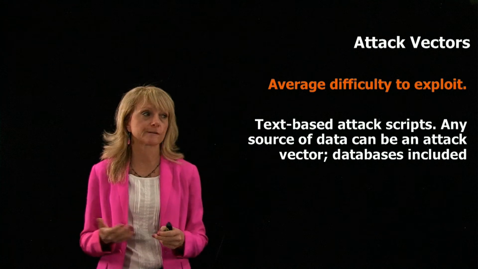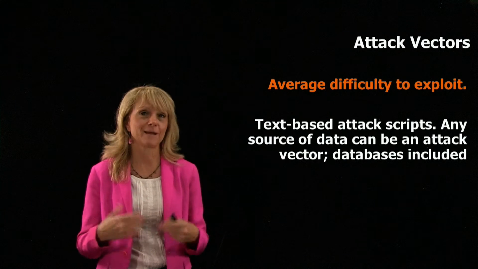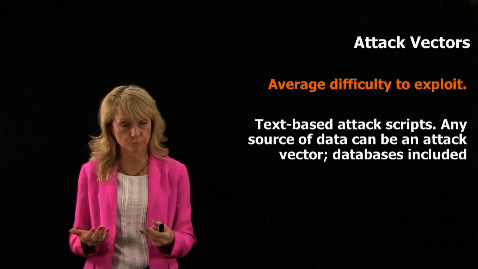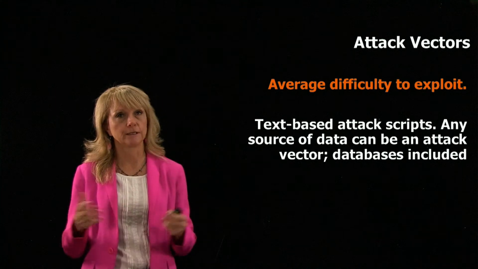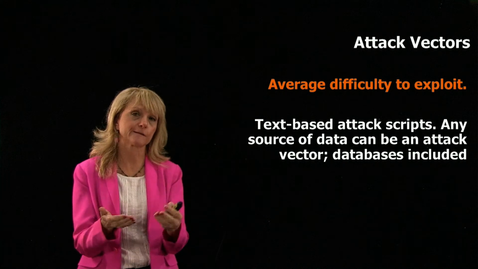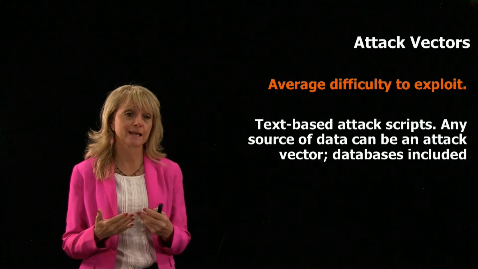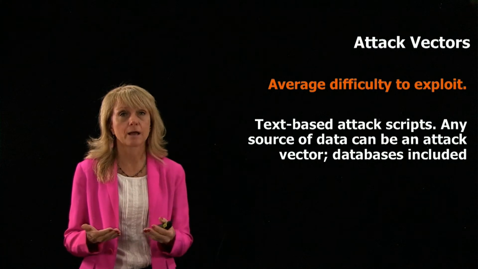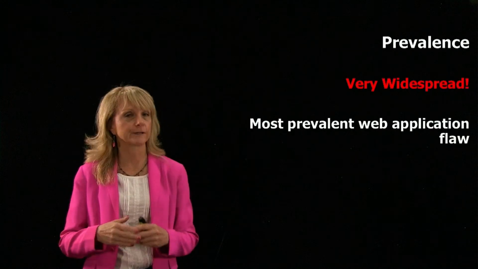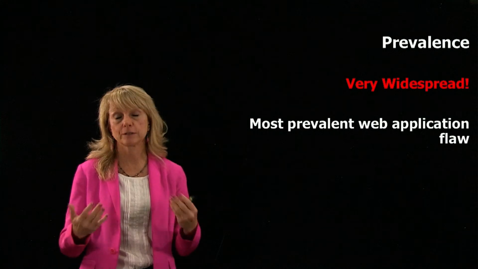The attack vectors: average difficulty to actually launch this type of attack. Average difficulty, I would say, really because there are a lot of systems that do protect from this, but it's a text-based attack. Anytime you put input into the system through data, it's a possibility to launch this type of attack. This attack actually can be stored in a database as well, and I'll show you an example of how that can happen. Prevalence: very prevalent. This is the most common vulnerability for successfully launched attacks.